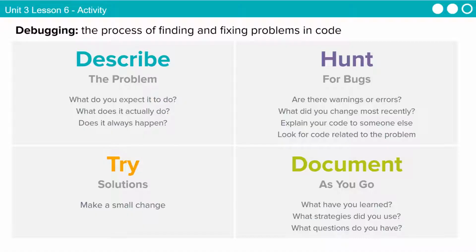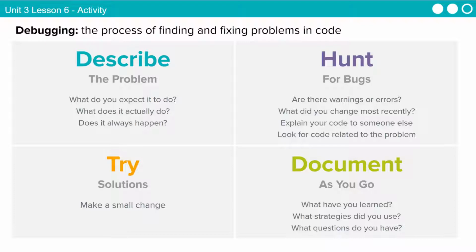All right, then we are going to hunt for bugs. So you'll look for any warnings or errors. So you'll have yellow triangles or red rectangles that will tell you that there are issues on specific lines of your code. You can look at what you changed most recently, because if your app was working up until a certain point and then you made some sort of change and something broke, right? What was that change and why did it break something?